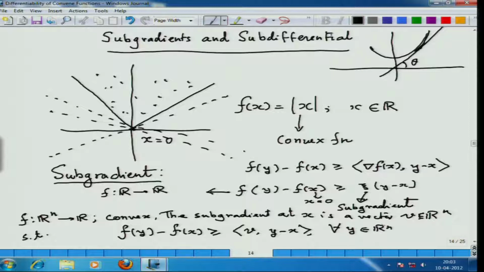Observe that this fact I am writing down holds for every pair x, y. So if I fix x equal to 0 here, then for every y this relation actually holds. So this is actually true for all y in R.